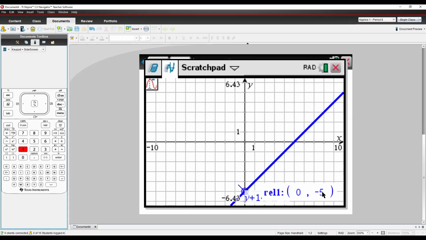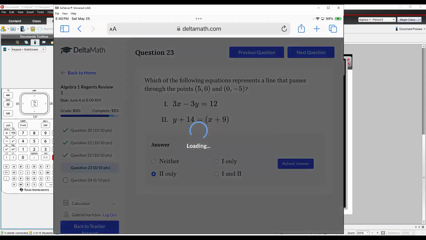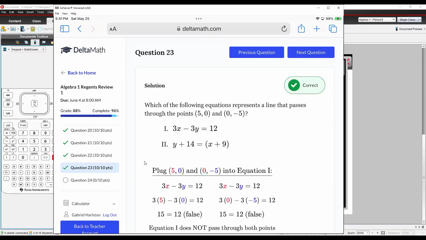It says 0, -5. So that point is on this line, but I've got to check the other point to make sure that point is on the line. So again, I'm just going to type in 5, and then I'm going to press enter. And it says 5, 0. So this second line has both of these points, 5, 0 and 0, -5. So the answer is this one, 2 only. This equation has both of these points on it, so we can mark it and submit it and we'd be right.